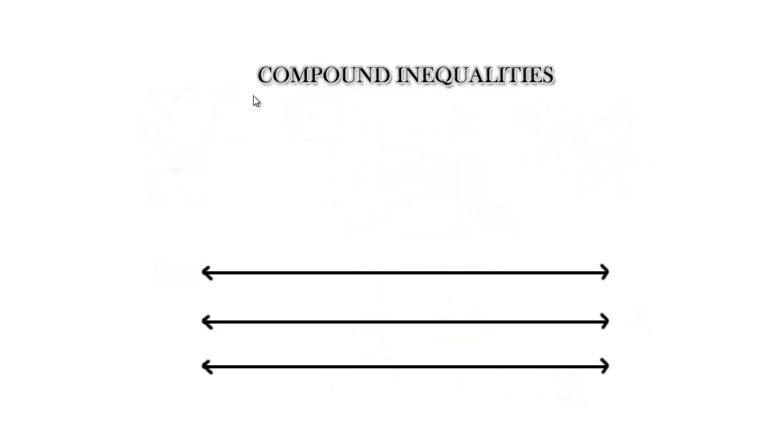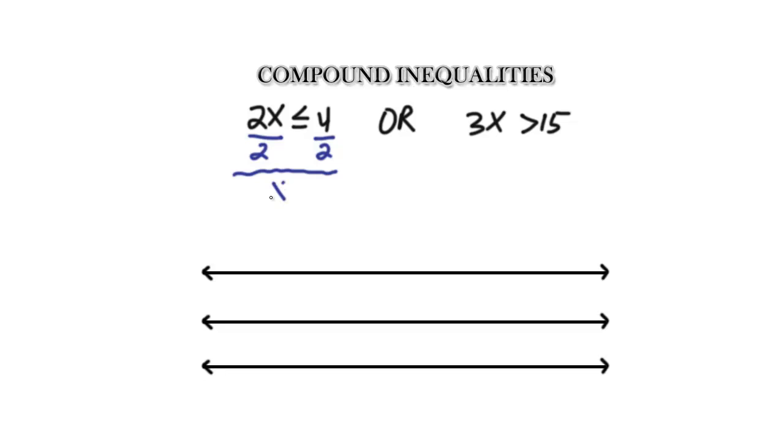Okay, we're down to the last example for tonight, so let's do this out. 2x less than or equal to 4, and we'll use the word or for this compound inequality, and then 3x greater than 15. Let's do out the first inequality. The only step we have to do is divide both sides by 2. When we do that, we get x is less than or equal to 2. Then I'll use the first number line for that one.